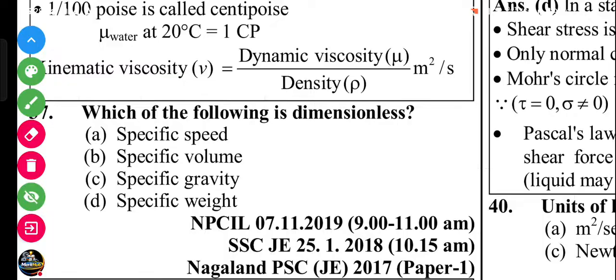Next question, which of the following is dimensionless? A. Specific speed. B. Specific volume. C. Specific gravity. D. Specific weight.